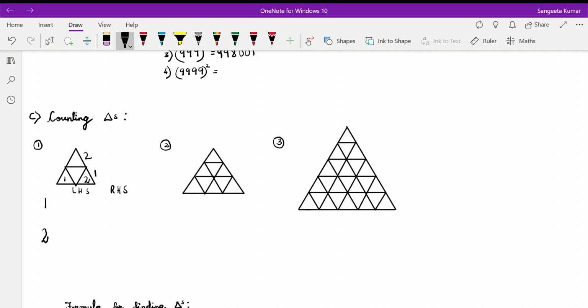Because now what you have to do, the next step is this one is written as it is. Then in the next step, you have to add this with the next number. And the sum is written just below this on the left hand side. So this is 3 and 1.